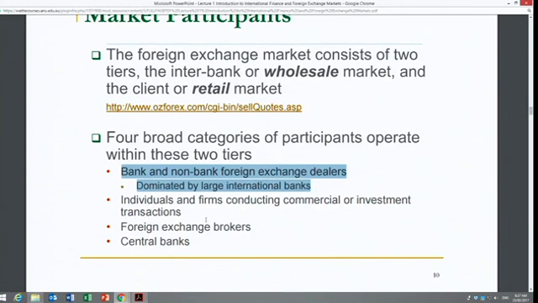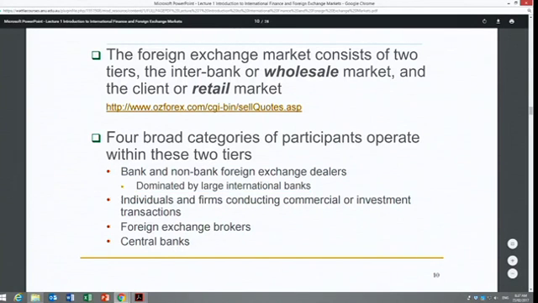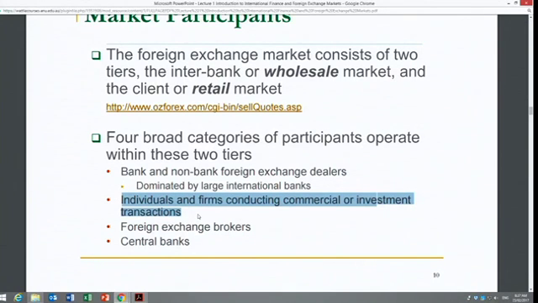Then we also have the individuals and firms that are conducting commercial or investment transactions. People like you and I, we would go to the banks to exchange currency. Firms, if they have multinational operations, they would also need to exchange currencies in order to settle their debts.